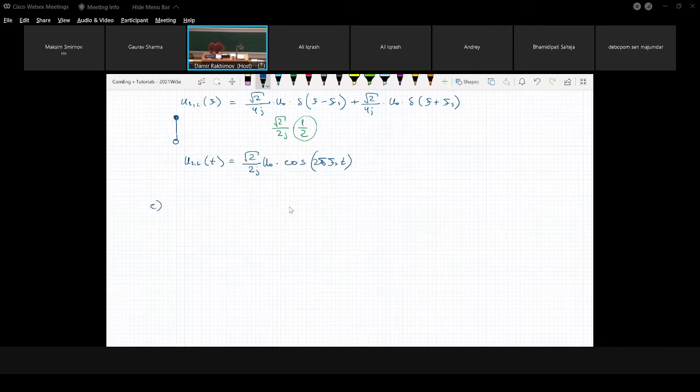So let's first plot this transfer function that we have. We just need to repeat again these two rectangular ones.